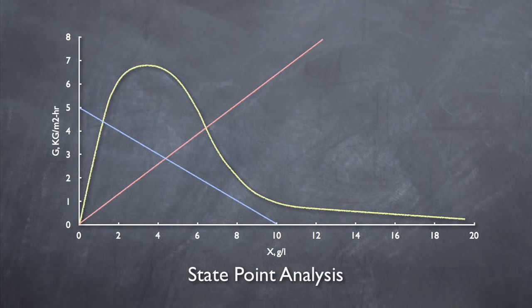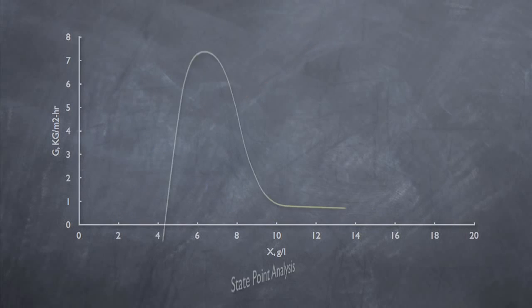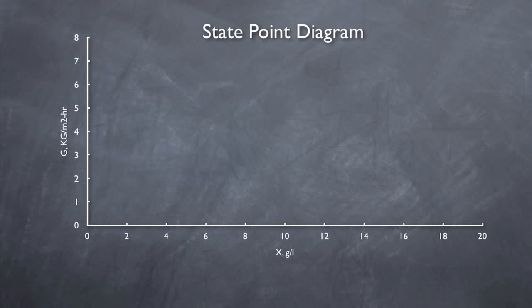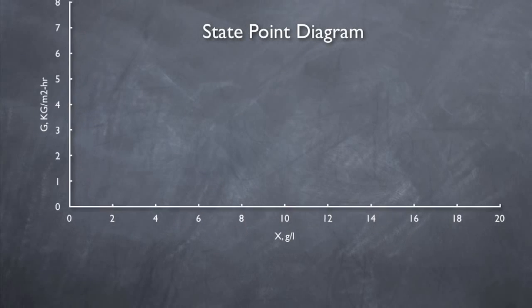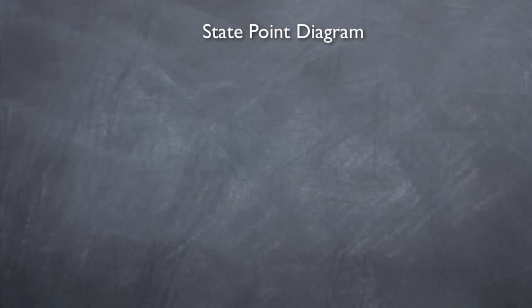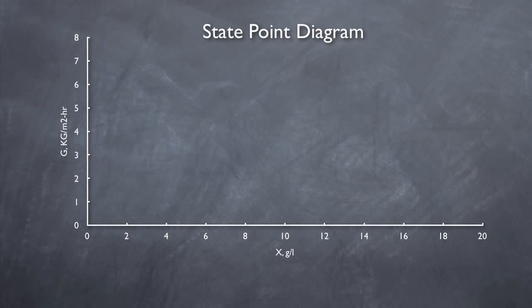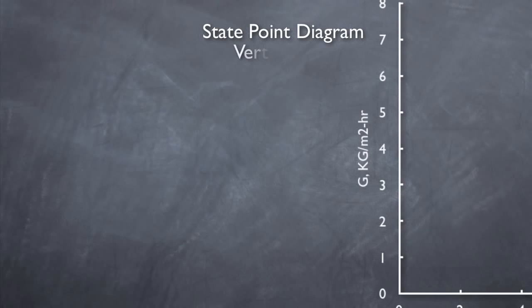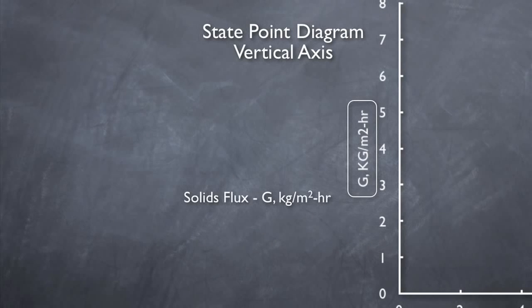And one powerful tool which can help with successful and effective clarifier operation is the state point or state point analysis. Let's go through what the state point diagram is and what it represents. The state point diagram consists of a horizontal axis, which represents the solid's concentration, X, measured in grams per liter. The vertical axis represents the solid's flux, G, measured in kilograms per meter squared hour.